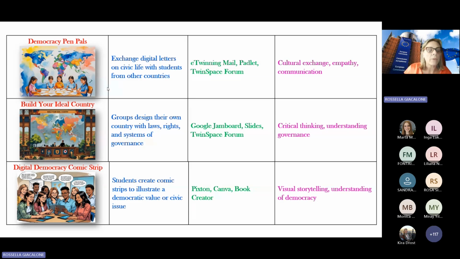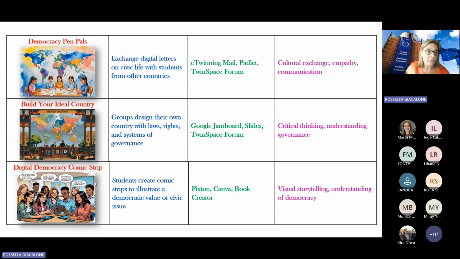Another activity, Build Your Ideal Country, in which students can create groups. They can design their own countries with, for example, rights, laws, and systems of governance in Google Jamboard, and using slides and the TwinSpace forum. And the outcome, again, is critical thinking and understanding the governments.